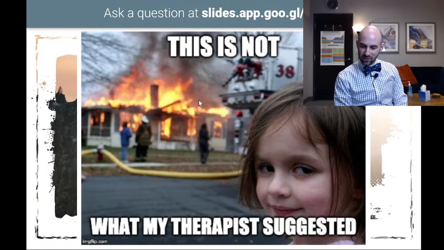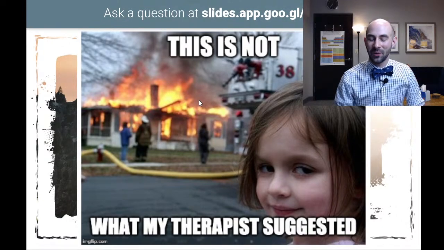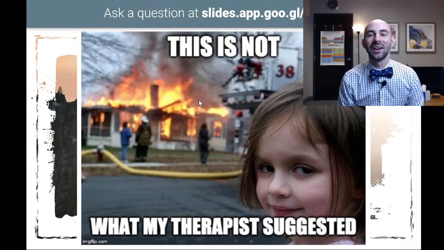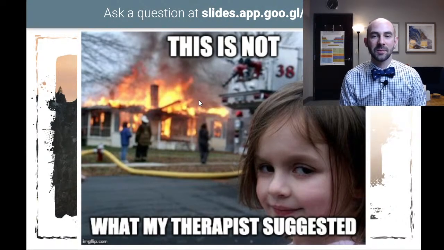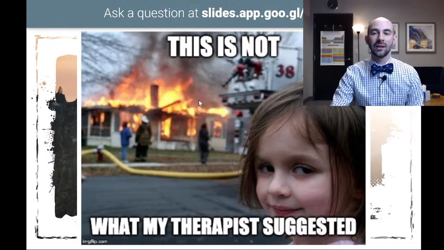So, misnomers of exposure. Yep, a lot of people. I don't know if you've seen this meme before, this cute little girl, but scary little eyes. So a lot of times people think that exposure therapy is just doing something crazy, wild.